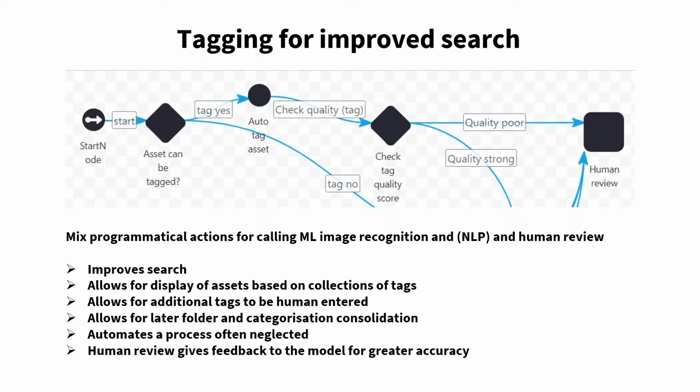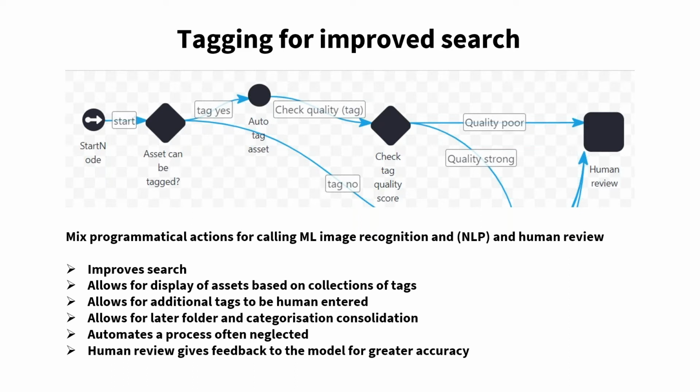So what we're going to do is use tagging for improved search. We'll talk through the flow. The first thing we're going to do is use Liferay DXP to understand whether an asset can be tagged. How do we do that? We look at the file and its extension, and then we know which files can be tagged. Then we send the workflow off and call the Google API, or whichever you want to use, in order to recognize the content within those images.